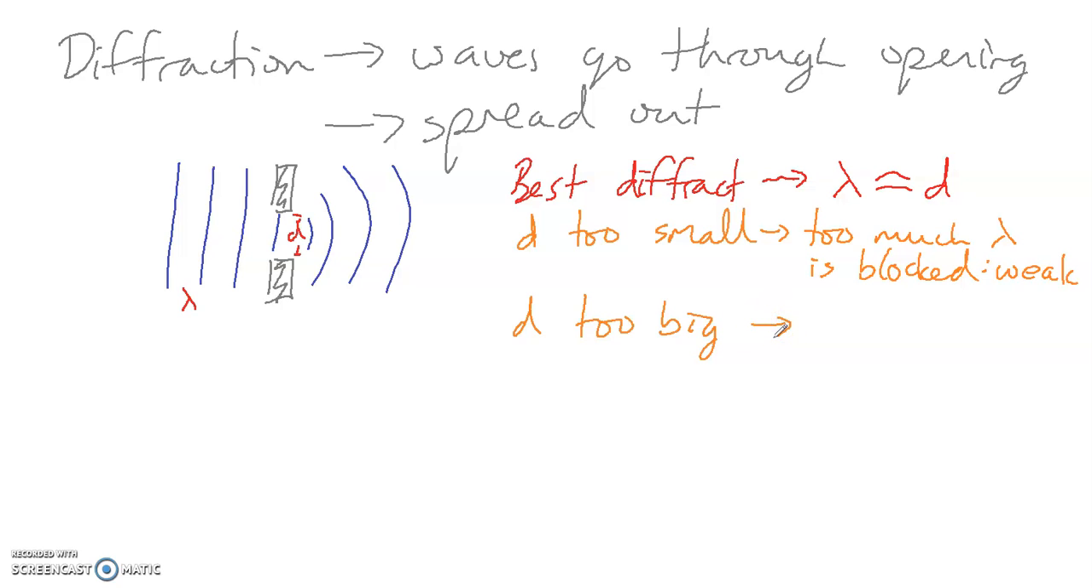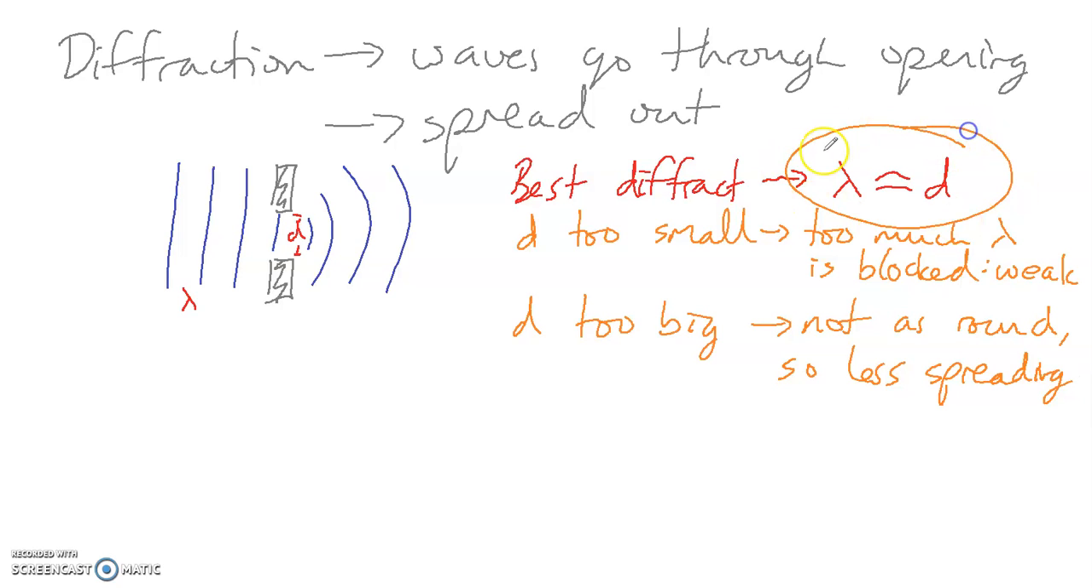That's no problem, but it's not as round as it was before, so there's going to be less spreading. And the whole point of diffraction is for the waves to actually spread apart. So you've got to keep in mind it's not just about how big the opening is, it's how big it is compared to the wavelength. If you've got a really small wave and a really big opening, tons is going to get through, but it's not going to spread out very much. It's going to go relatively straight through.